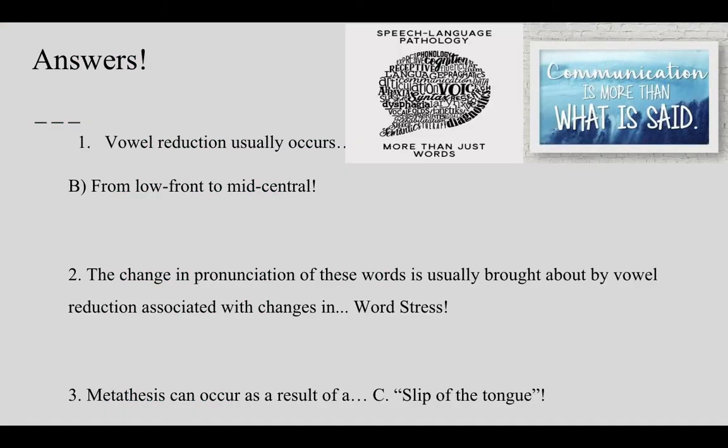So switching over to answers, for number 1, vowel reduction usually occurs in B, from low front to mid-central. And then switching over to question 2, the change in pronunciation of these words is usually brought about by vowel reduction associated with changes in the first choice, word stress. And then for the third question, metathesis can occur as a result of choice C, slip of the tongue.